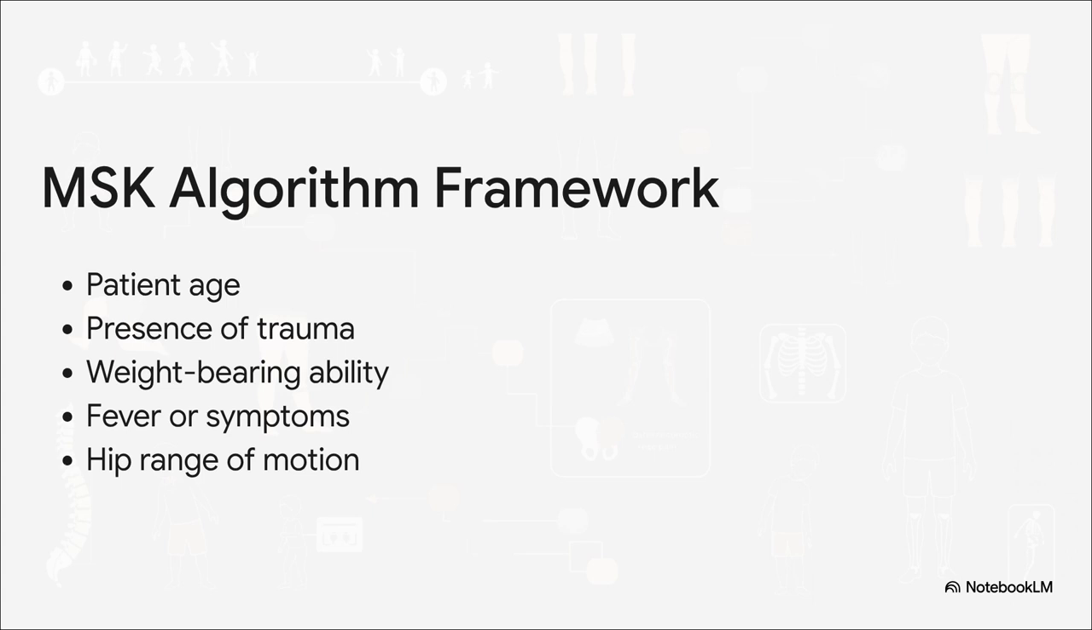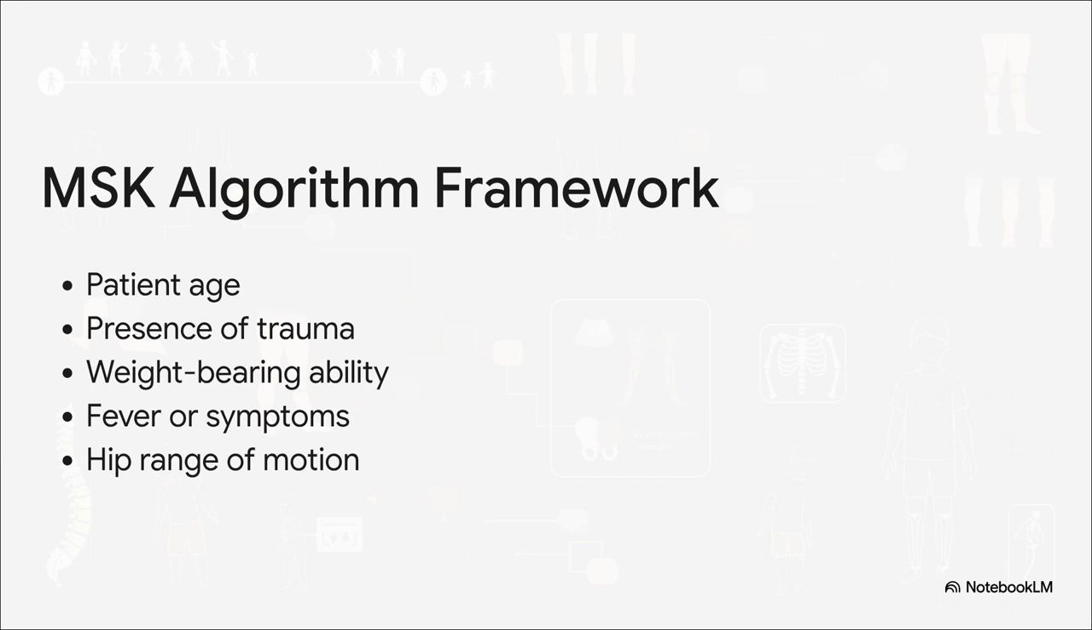Before you even glance at the answer choices, you need to filter the clinical vignette through these specific parameters: patient age, presence of trauma, their ability to bear weight, any systemic symptoms like a fever, hip range of motion, and finally, any abnormal neurologic findings or neck posturing. For instance, if you see a fever and an inability to bear weight, boom, you're thinking septic arthritis. Abnormal neurologic findings? Think severe scoliosis. A persistent neck tilt? That points straight to torticollis.